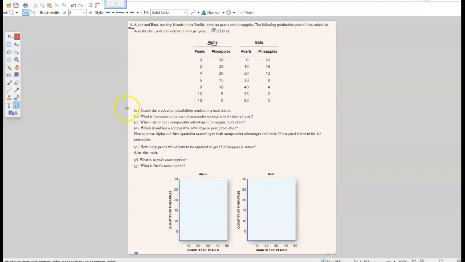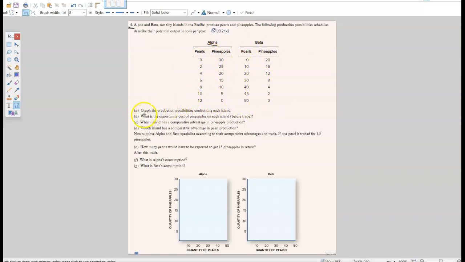So basically, all I'm interested in is the first 4 parts, not all of them, just the first 4 parts of this problem. And what we're doing here is we got 2 countries, alpha and beta. And these 2 countries can produce 2 types of goods, pearls or pineapples. And you're given their production possibilities right here.